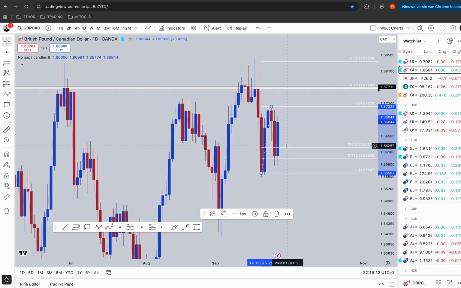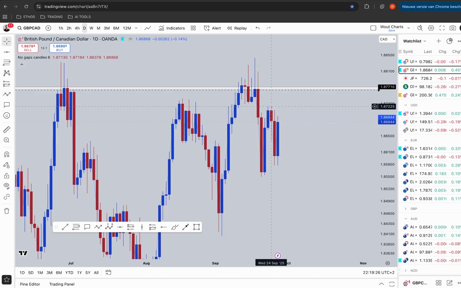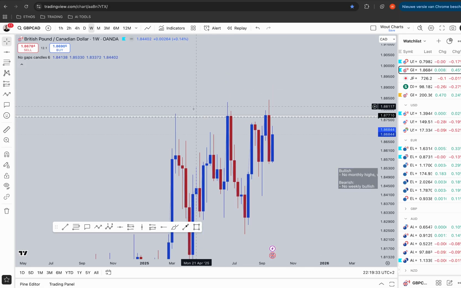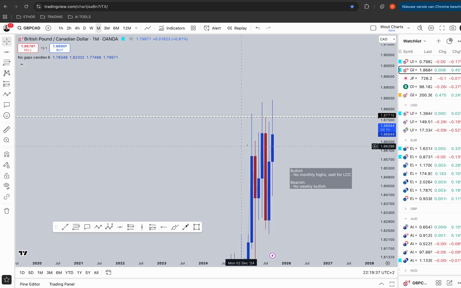So what do I want to see on the daily? I want to see a nice engulfing candle forming a flat wall, where right from this zone I'll be looking at decels or head and shoulders on the 4 hour. Let's see what the weekly and the monthly say. On the weekly we can see that it aligns nicely with the highs right here, and on the monthly it also aligns very nicely with the highs.